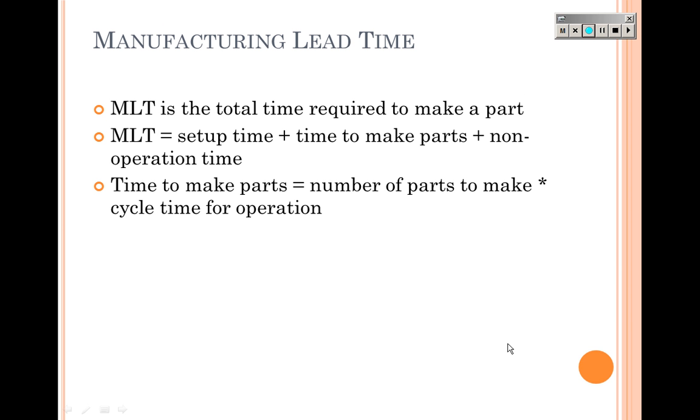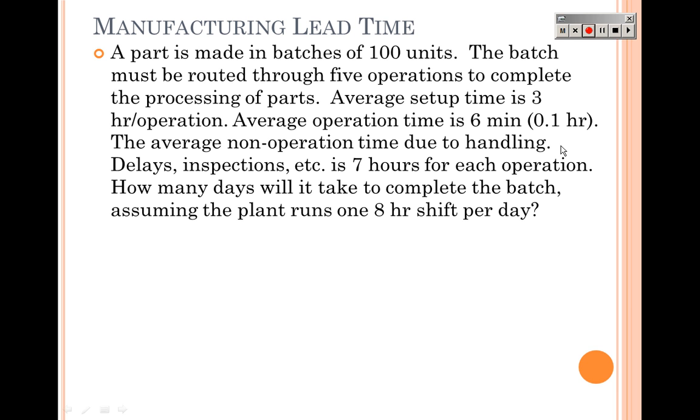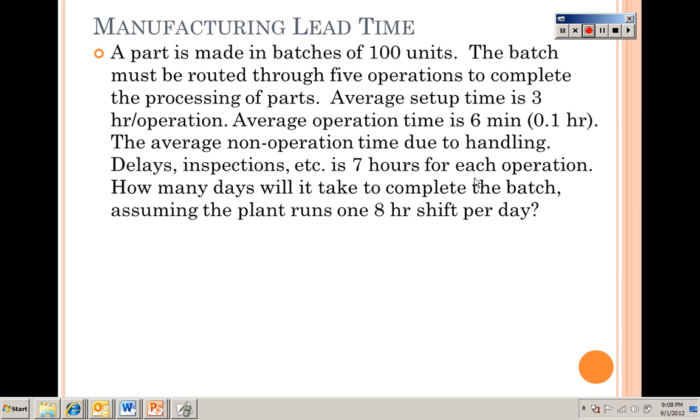All right, manufacturing lead time is the total time required to make a part. And that is the setup time plus the time to make the parts plus the non-operation time. And the time to make the parts is the number of parts to make times the cycle time for an operation. So let's look at what manufacturing lead time really looks like then. We said that the manufacturing lead time was a combination of a few things.